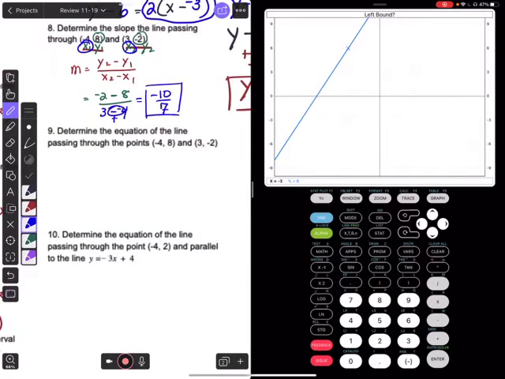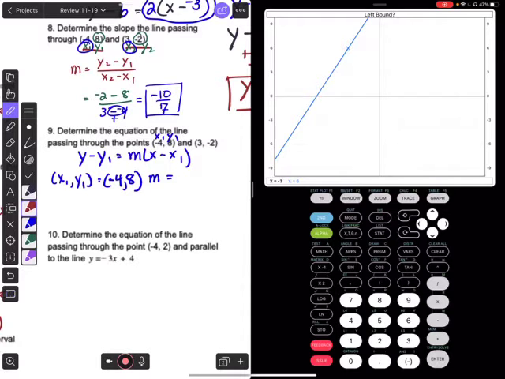Number 9, determine the equation of the line. Again, as soon as you see that, write down your point slope equation. And realize that you need to have a point and a slope. So the point we use is, again, we label these x1, y1. So there's our point, x1, y1. And our slope, we're going to have to calculate that. Okay, so we would use our slope equation.